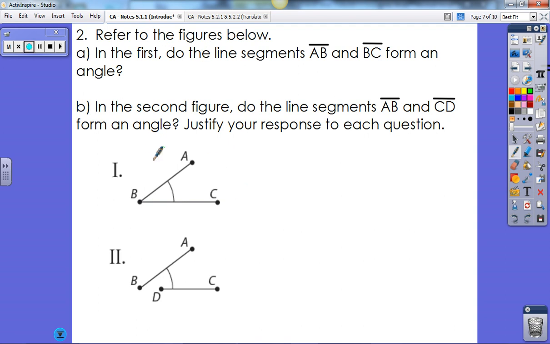In this first figure, do these 2 segments form an angle? Yes, they do, because I have 2 line segments and they share a common endpoint of B. In the second figure, they don't form an angle because they don't share a common endpoint. We have line segment AB and CD. If it extended and shared this endpoint, then yes, but since it doesn't, it does not form an angle.